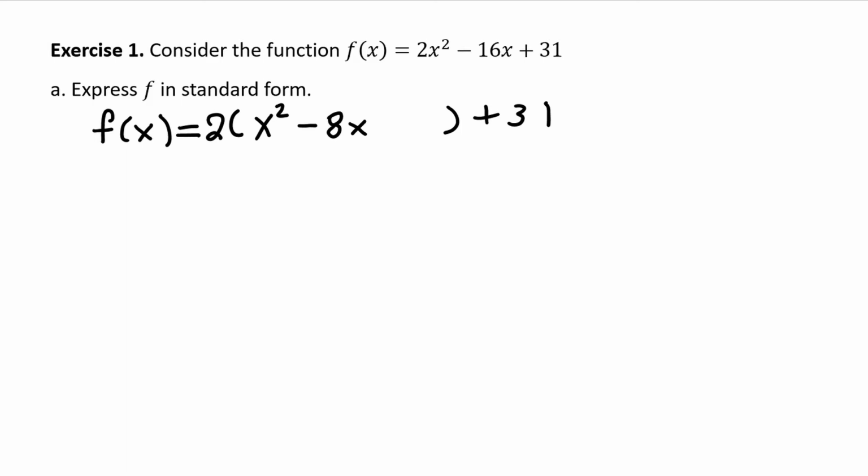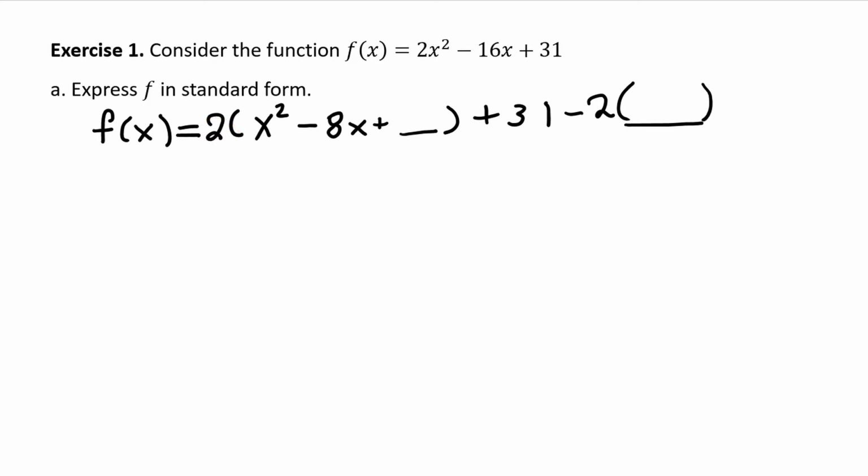So we've got to figure out what number to add next to the 8x that would give us a perfect square. Remember, whatever you add, you must also subtract to maintain the balance. And in this particular instance, you're multiplying by a factor of 2, so we have to remember that when you're subtracting, you also multiply by a factor of 2.